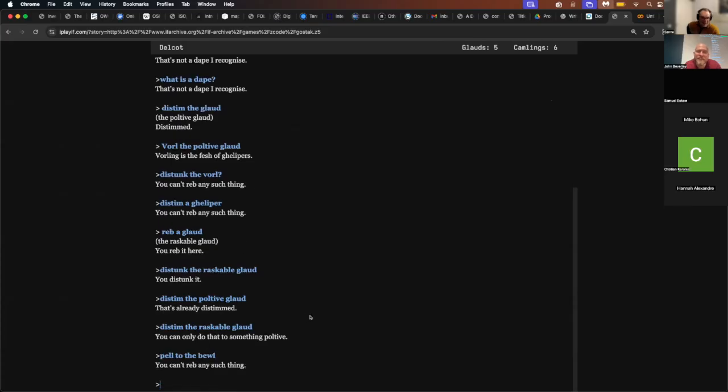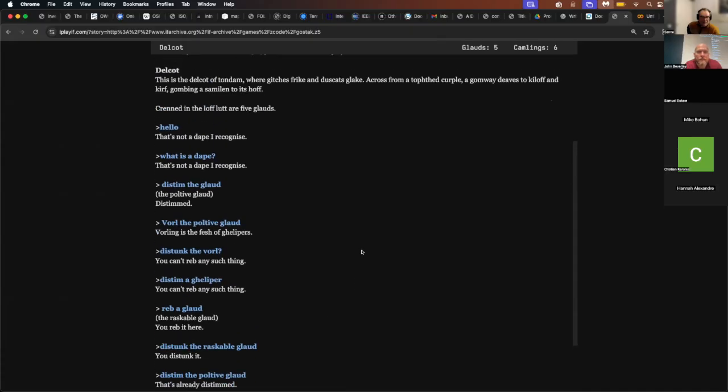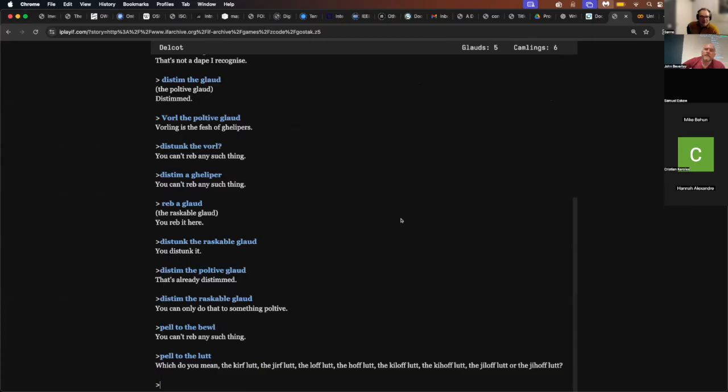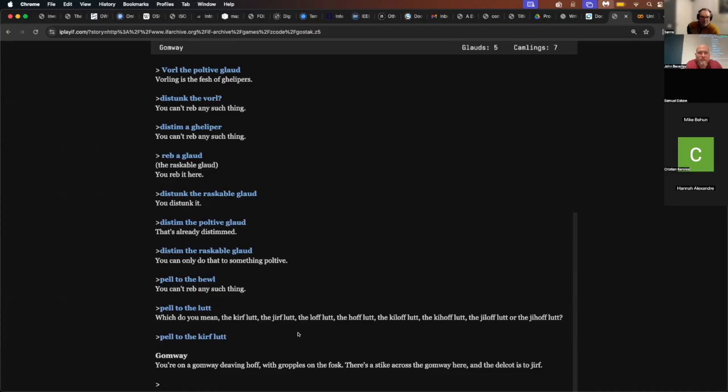I can't reb. Oh. Pell. Let's see. Pell to the, what is it? Crandon Loft Lut. Pell to the Lut. So I'm assuming Pell means something like motion. The Kerflut, Jerflut, Loftlut, Hofflut, Kiloflut? Huh. Let's see. Pell to the Kerf. You're on a Gomway Dievinghoff. Cool. With Gropples on the Fosk. Sweet. There's the strike across the Gomway here, and the Delcott is to Jerf.